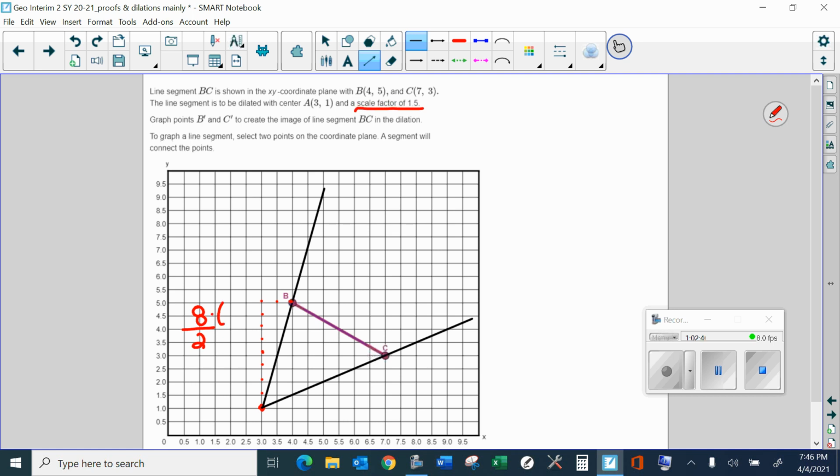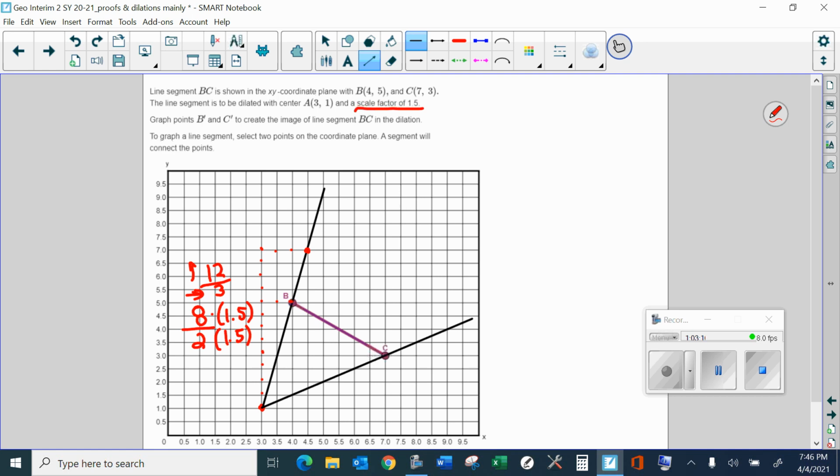Each of these by 1.5. 8 times 1.5 is 12. 8 plus 4 is 12. And 2 times 1.5 is 3. 2 plus 1 is 3. So that means go up 12 from the center of dilation and right 3. So that was 8, 9, 10, 11, 12, right 3. 1, 2, 3. Oh, look at it. There it is right there on that extension point right there.